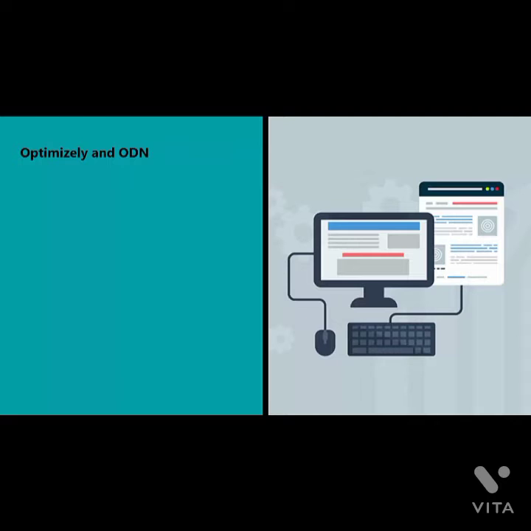Optimizely and ODN. ODN, https://odn.distill.net, is the optimized delivery network from a company called Distilled. This is a tool that allows you to much more easily utilize split testing for your site by grouping different versions of web pages.